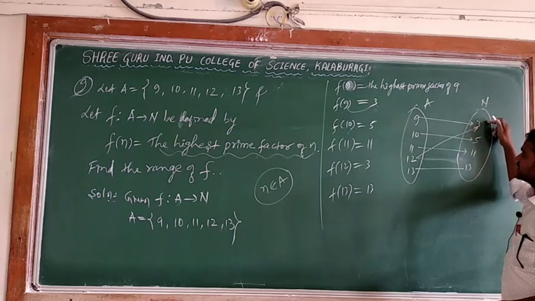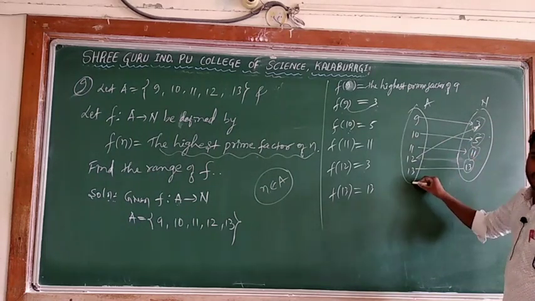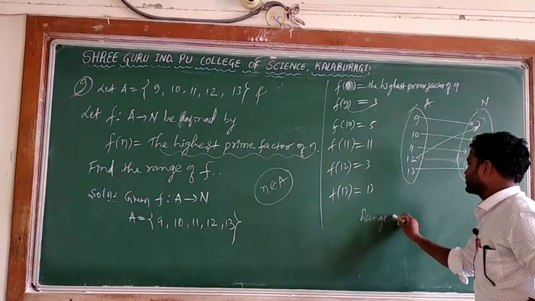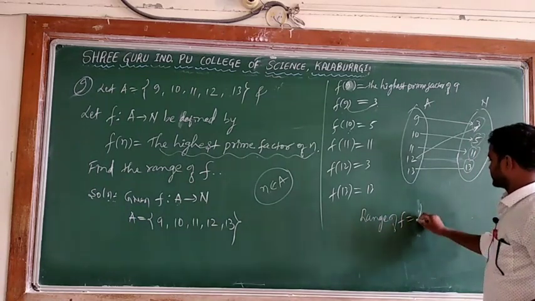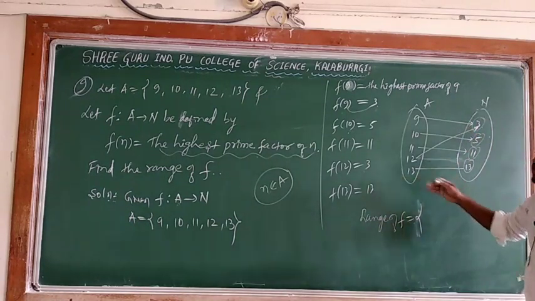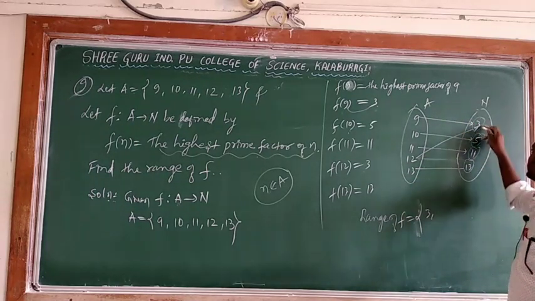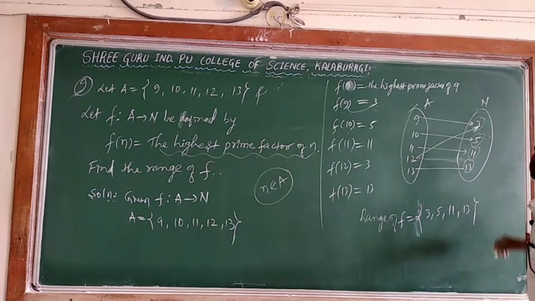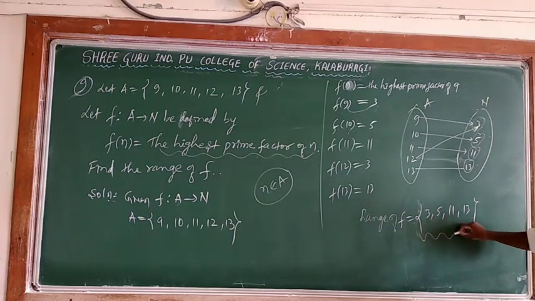What is the range? Range is the image of these numbers. The image of the domain is always the range. So the range of f is these connected elements: 3, 5, 11, 13. These are the range of the function.